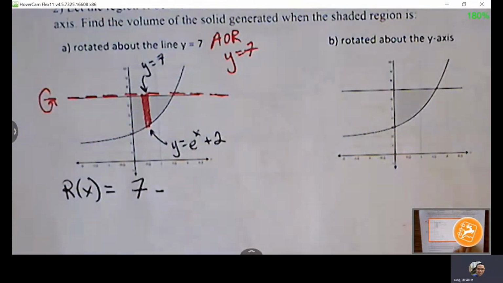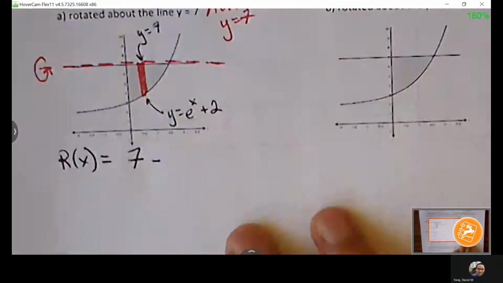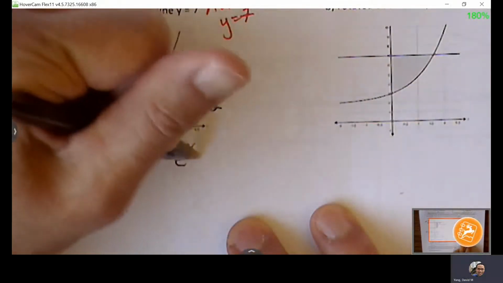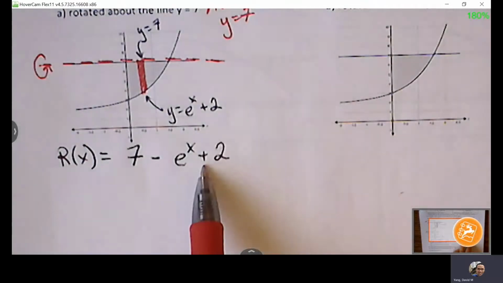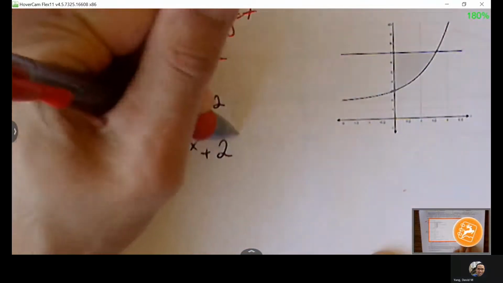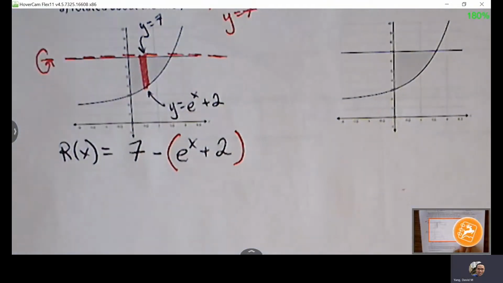7 minus what? Can I do this? Is that correct? What do I need? Good, parentheses, right? If you write it this way, you're going to miss out on the fact that this plus 2 is not the correct sign. We need the entire bottom function subtracted from the top. So the parentheses are a big part. Otherwise, it's going to throw your answer off.